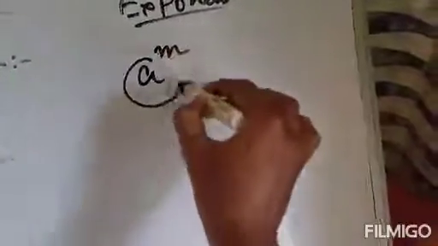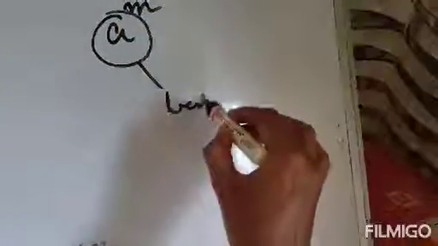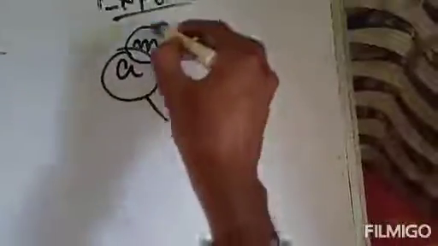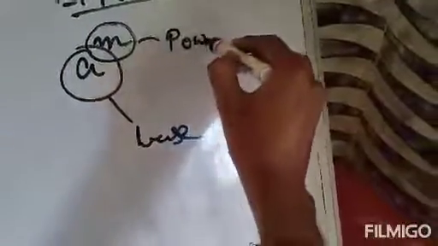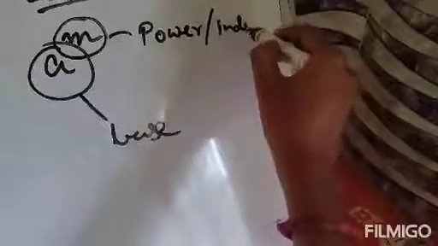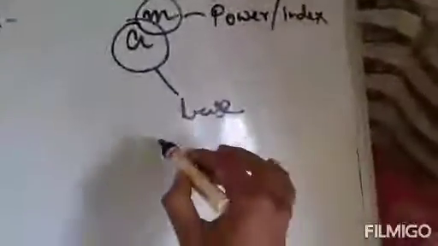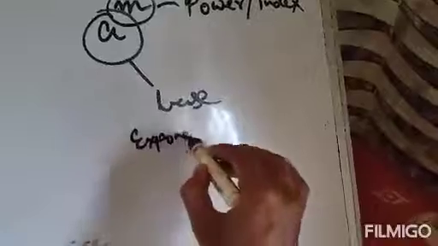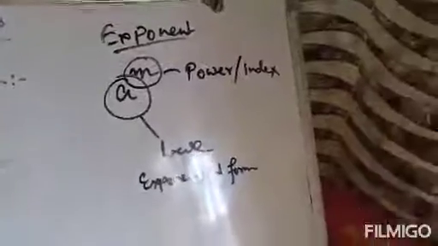n. Suppose now this a is actually the base, and this n is actually your power, or it is also sometimes known as index. So an exponent is a form having a base and a power or index, and this form is known as exponent form or exponential form.